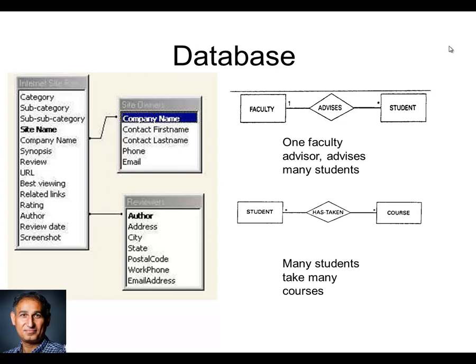This is what's called a relational database. Relational database because it has a relation and it can lead from one table to another. The relation between these tables can be one-to-one, one-to-many, or many-to-one, or many-to-many. One-to-many, for example, is one faculty advisor advises many students. And many-to-many is many students taking many courses, and a course has many students.